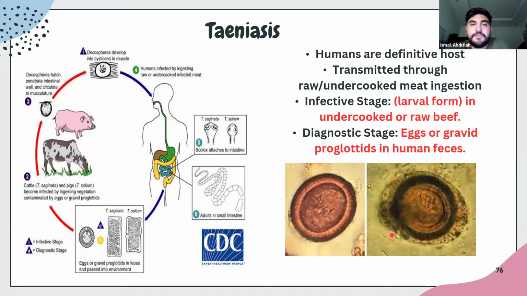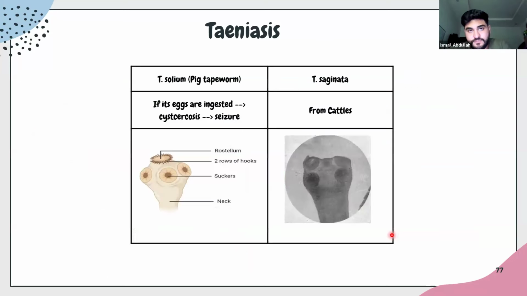Okay. So, we have, as I told you, T. solium and T. saginata. T. solium comes from pigs. Saginata comes from cattle. Now, solium is the one that causes very severe manifestations because when the eggs are ingested, they cause something called cysticercosis, where they will cause seizures.